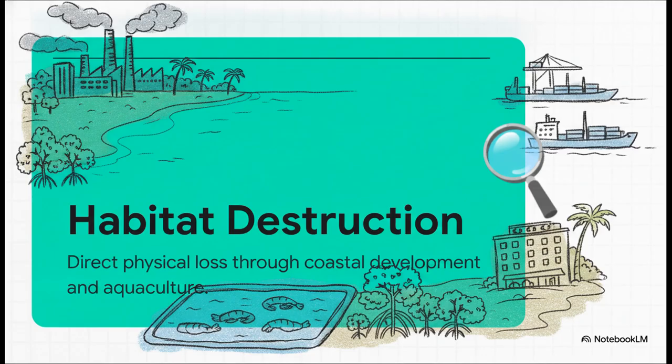Think about shrimp farming, for example. It is the single biggest driver of mangrove clearing globally because artificial ponds are carved directly out of the natural forest. And this brings us right back to our core rule. Direct physical loss through coastal development is the primary driver of habitat destruction.